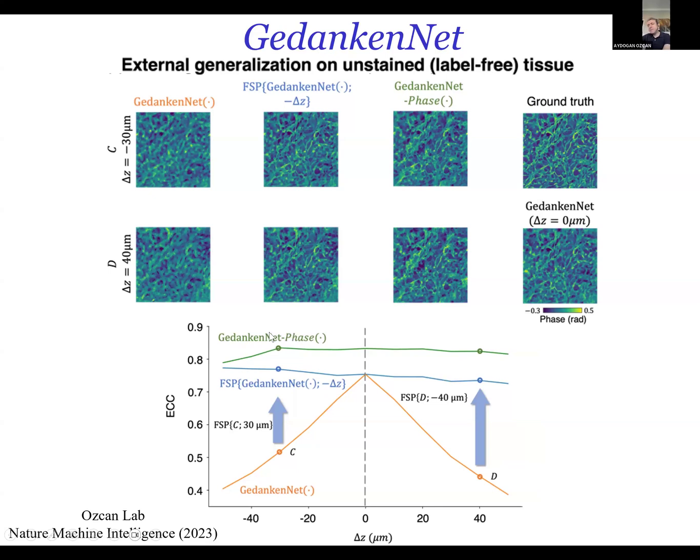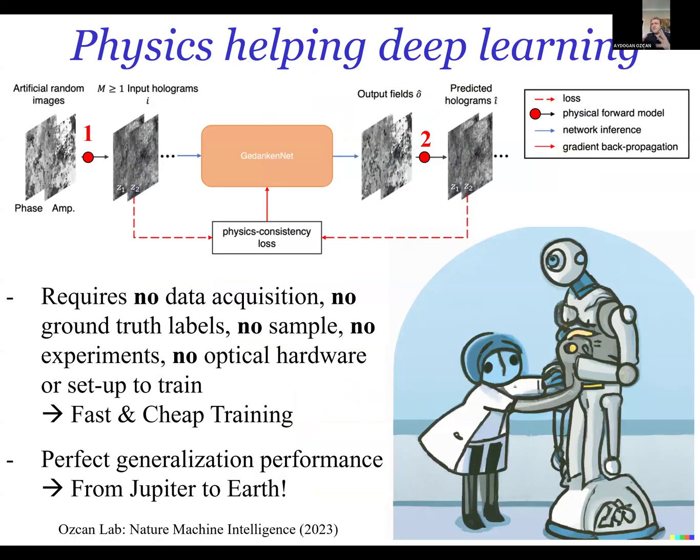And this way you can teach GedankenNet how to do autofocusing and phase recovery at the same time, so that you can actually be immune to variations in the autofocusing distance or hologram recording distance. So it shows you the power of learning through physical or physics consistency laws. This is just the opposite to supervised learning. It's fast and cheap training, thought experiments.